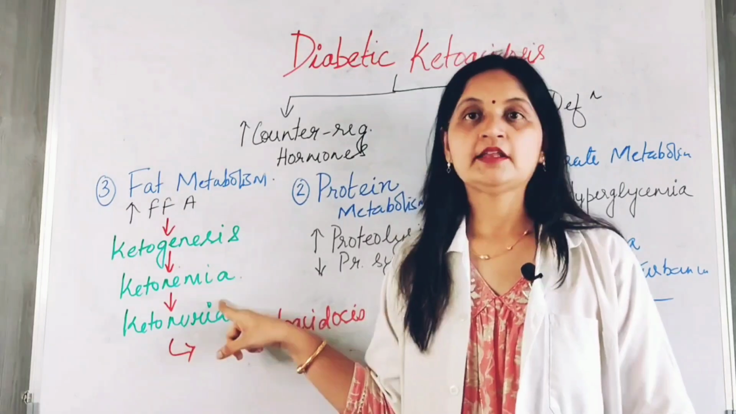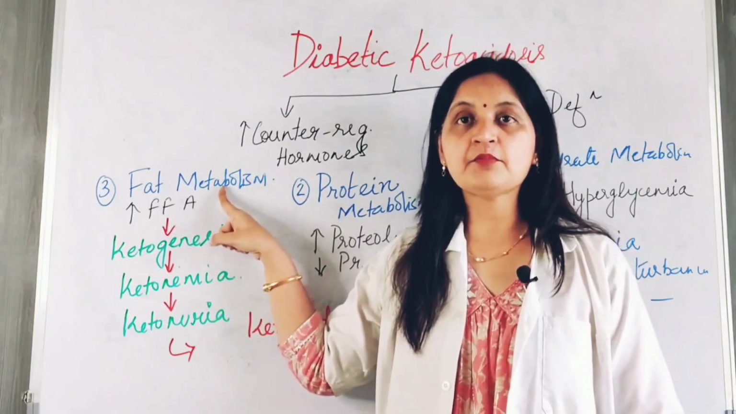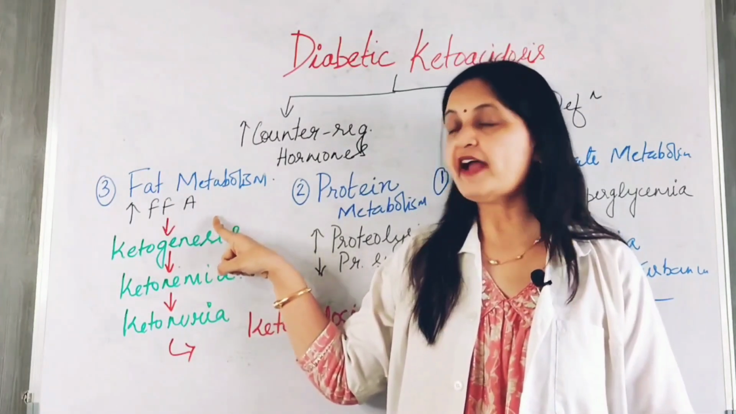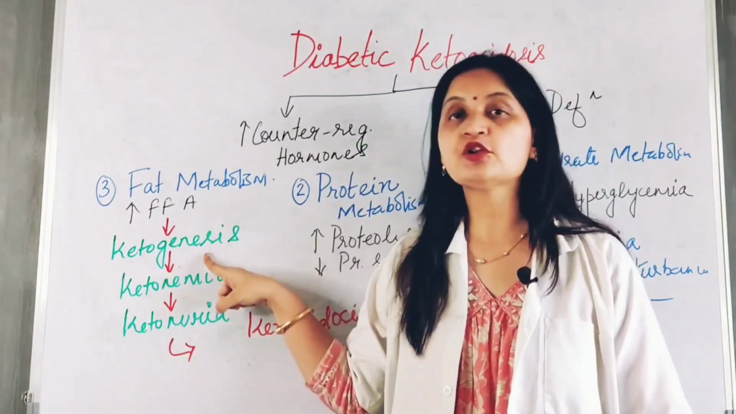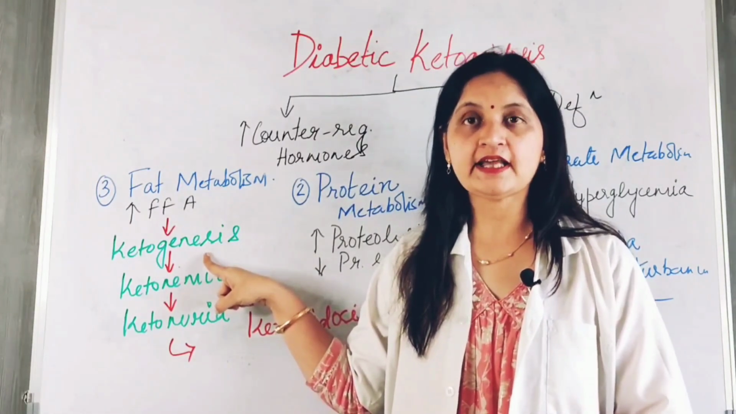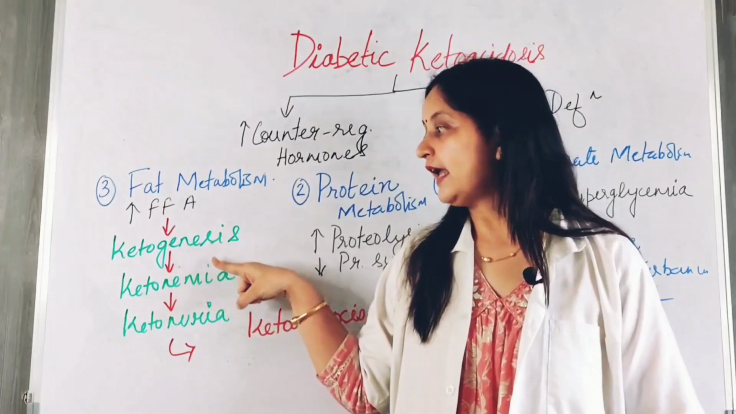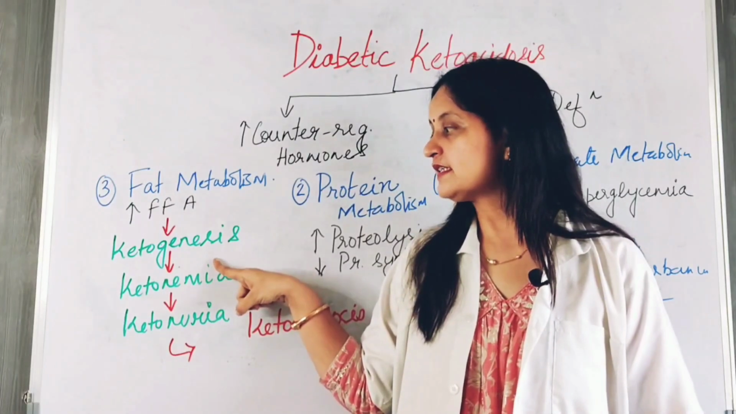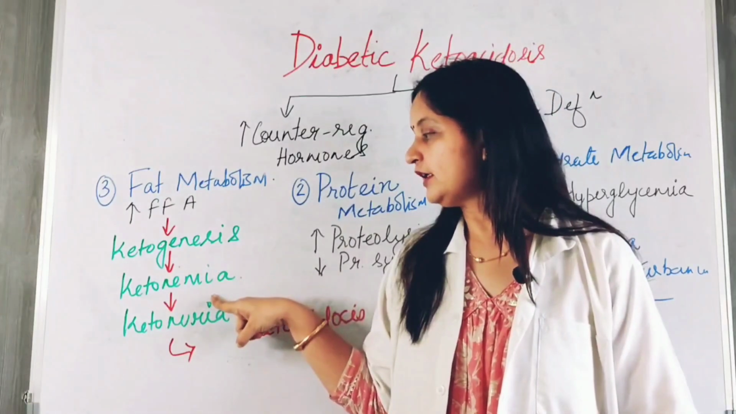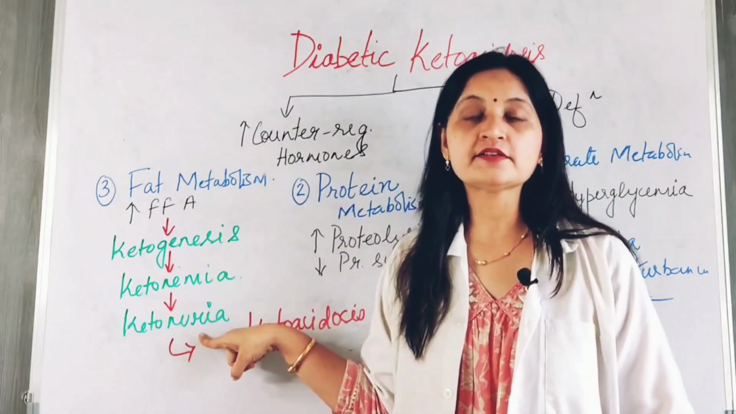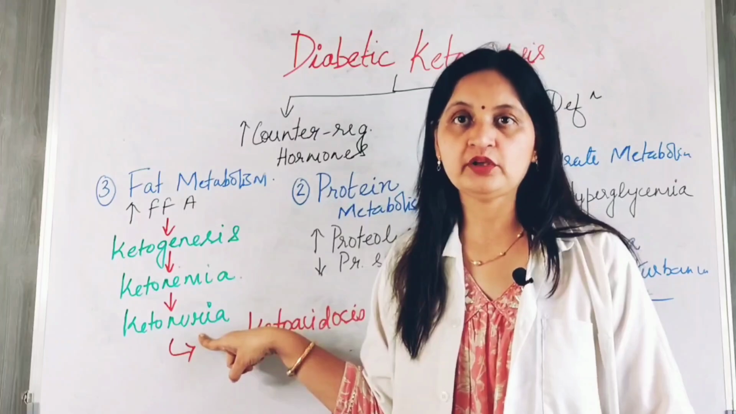excretion of ketone bodies in urine. Thus, increased fat metabolism or lipolysis increases the fatty acid formation. The beta oxidation of fatty acids leads to the formation of ketone bodies, that is ketogenesis, and excessive formation of ketone bodies is known as ketonemia, and ketonemia leads to ketonuria, that is release of ketone bodies in urine.